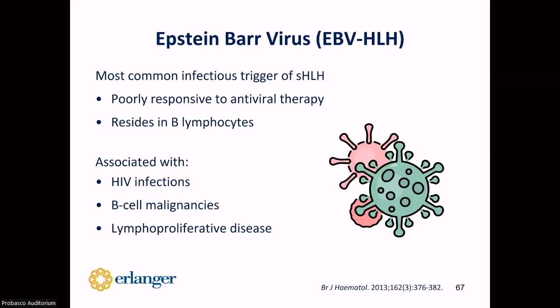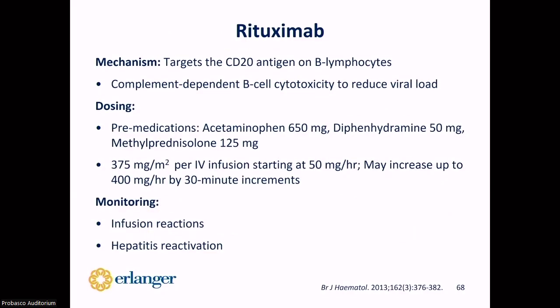So knowing that it resides in B-cell lymphocytes, people have tested the ability of rituximab to help treat the underlying Epstein-Barr virus. Rituximab targets the CD20 antigen on B lymphocytes, and its role here is to have B-cell cytotoxicity in hopes of reducing the viral load of Epstein-Barr virus. Looking at Erlanger's lovely order set for rituximab, it includes things like pre-medications for infusion-related reactions. It includes things like acetaminophen, diphenhydramine, and methylprednisolone.